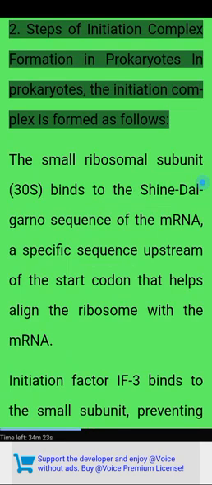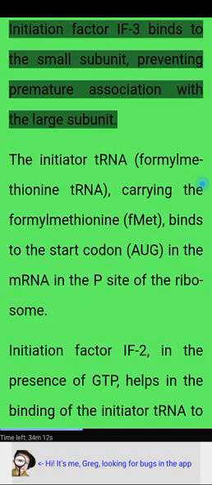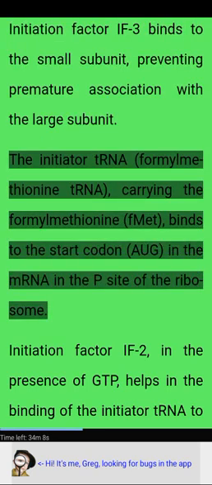2. Steps of initiation complex formation in prokaryotes. In prokaryotes, the initiation complex is formed as follows. The small ribosomal subunit, 30S, binds to the Shine-Dalgarno sequence of the mRNA, a specific sequence upstream of the start codon that helps align the ribosome with the mRNA. Initiation factor IF3 binds to the small subunit, preventing premature association with the large subunit. The initiator tRNA, formylmethionine tRNA, carrying formylmethionine (fMet), binds to the start codon AUG in the mRNA in the P site of the ribosome.